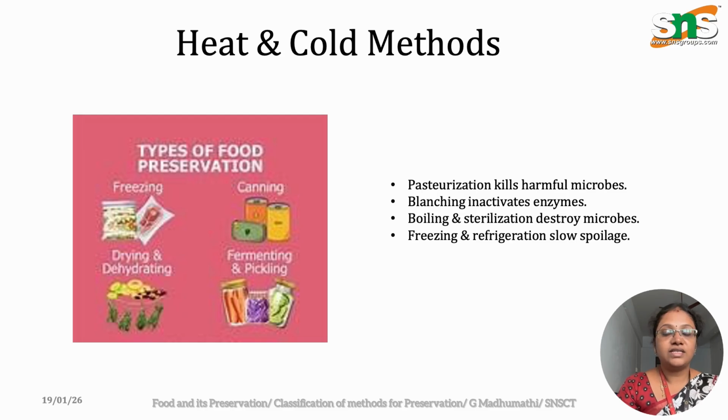Then blanching. Obviously in our household itself we do hot water blanching, like washing the vegetables or fruits or any other agri commodities by the process of blanching. It helps to inactivate the enzymes present on the outer surface of the particular crop. Boiling and sterilization are also techniques that help to destroy the microbes. Then freezing and refrigeration, we know, help to increase the shelf life and also slow down the spoilage process. So these all come under the heat and cold methods.